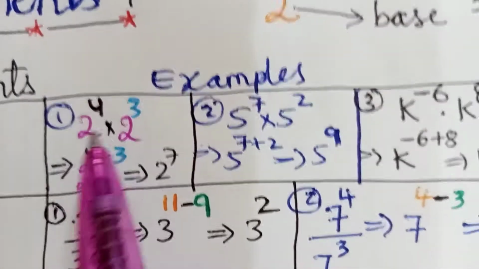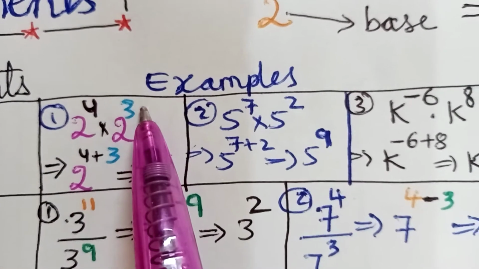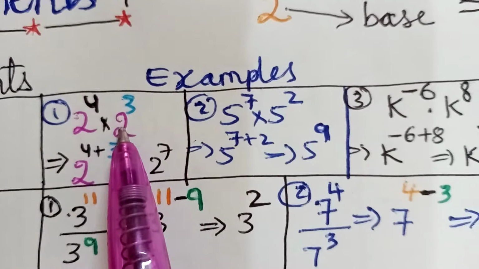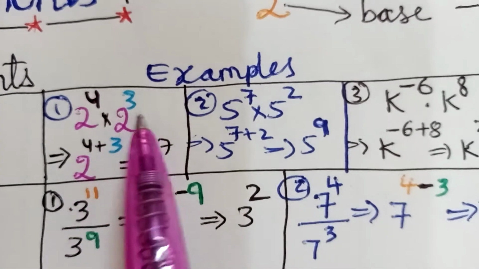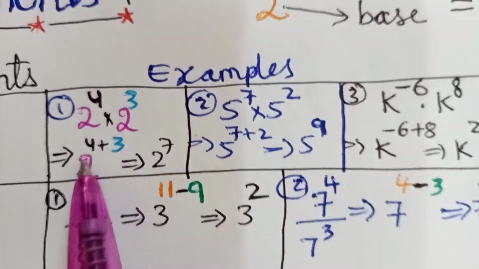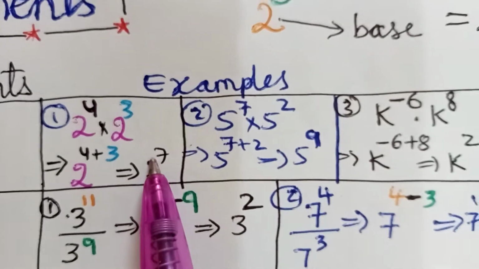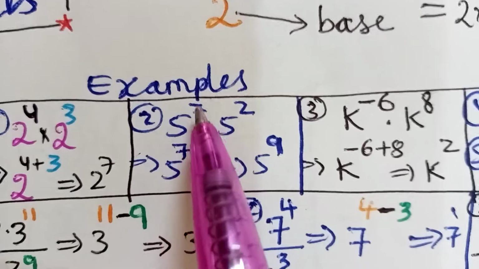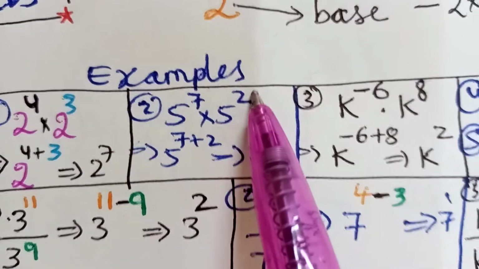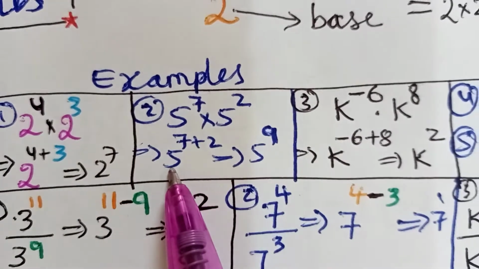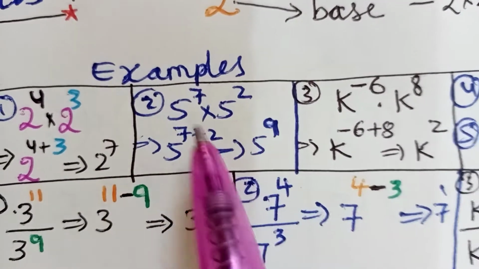For example, see here, 2 to the power of 4 into 2 to the power of 3. Bases are the same, powers should be added. Write 2 one time, 4 plus 3, 7. Next, 5 power of 7 into 5 power of 2. 5 power of 7 plus 2, 7 plus 2, 9.